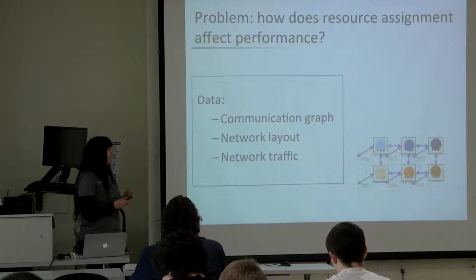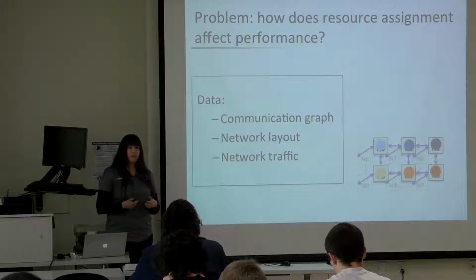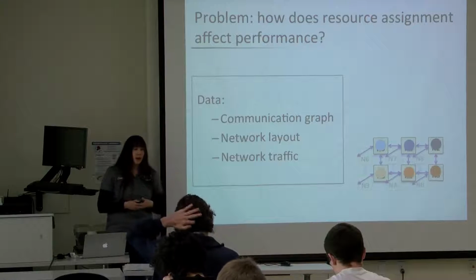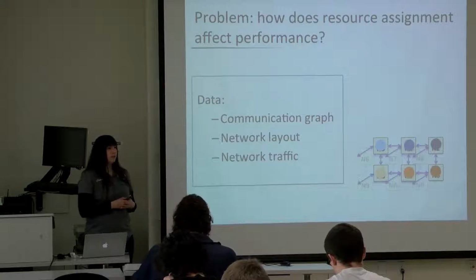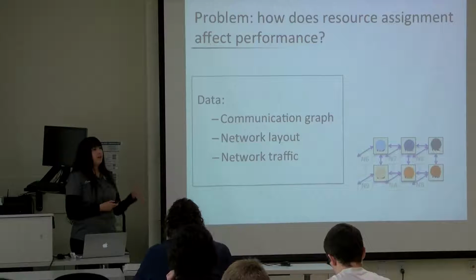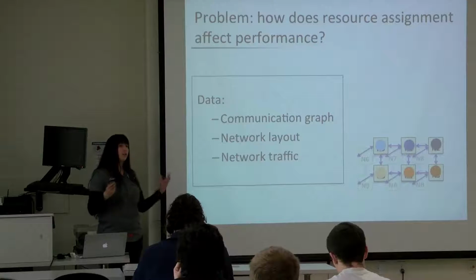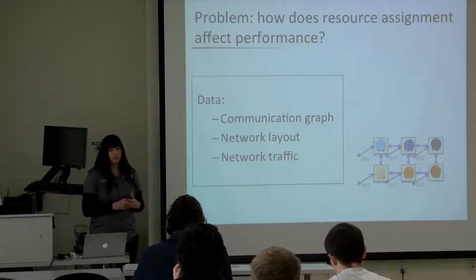So the data I have here is that communication graph between the processes. I know how heavy each of those arrows are in terms of bytes. I have the actual layout of the supercomputing network, and I'm able to count how many packets went across each link. So I have some sort of coarse-grained idea of how well it's being used.